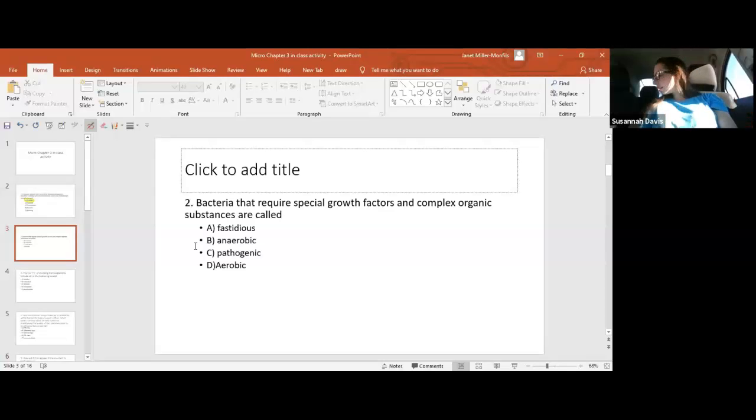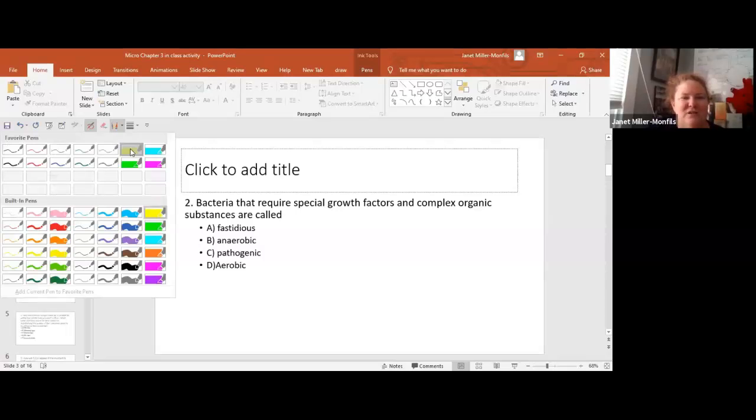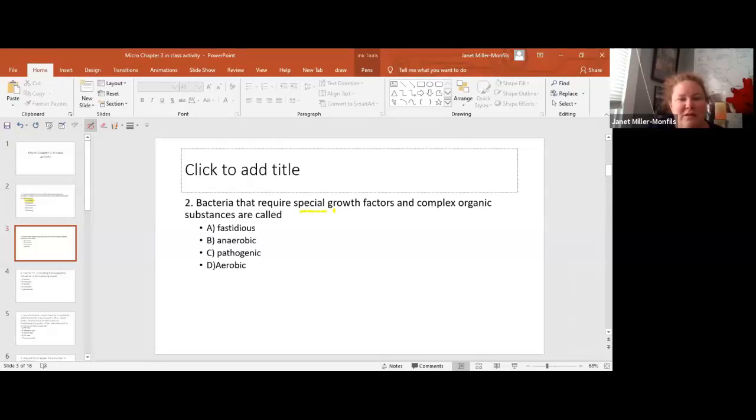Is it A? Yes, fastidious. So when I think of this word, like I said, you guys have probably learned by now that I really teach outside of the box, but if you're being fastidious, you're being very, very picky, right? And so bacteria that are being picky and requiring special growth factors and very complex organic compounds or substances, they're being very fastidious, so very picky.